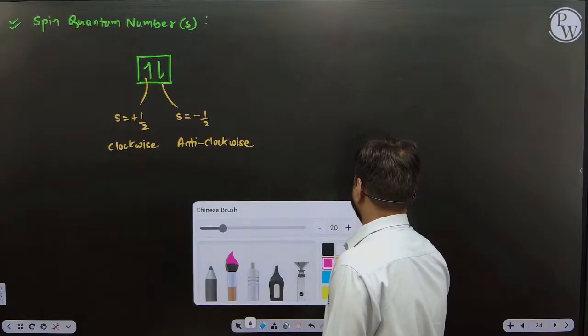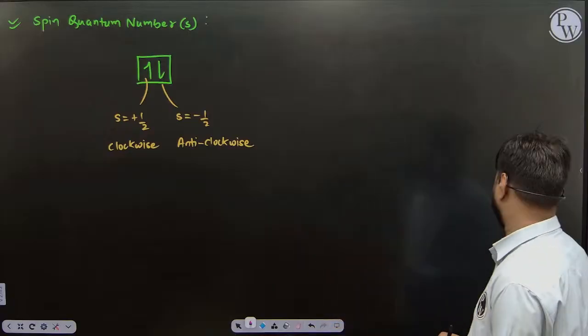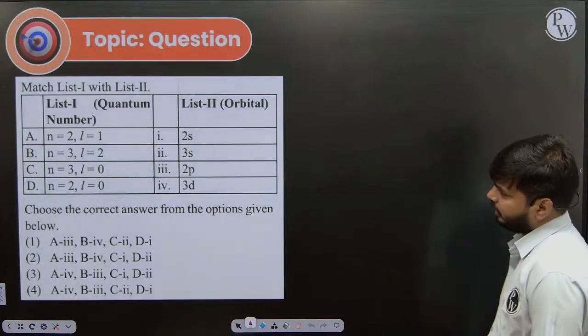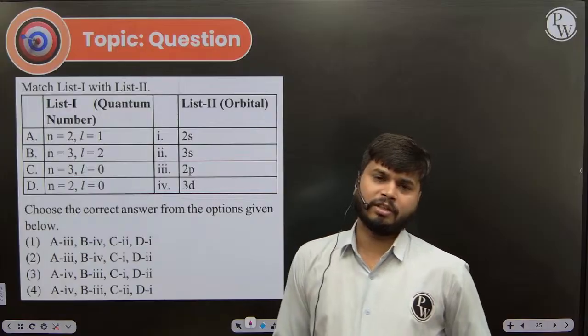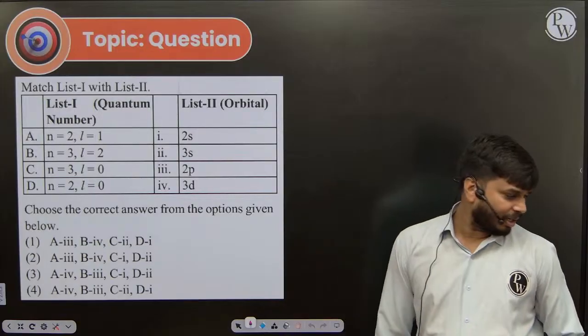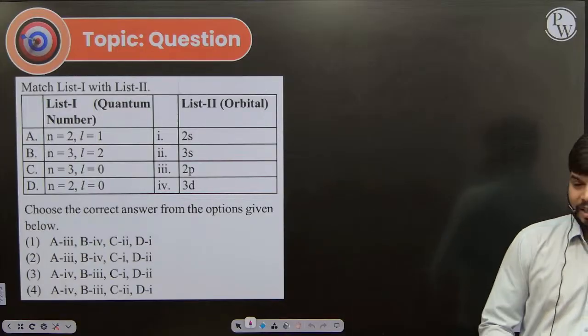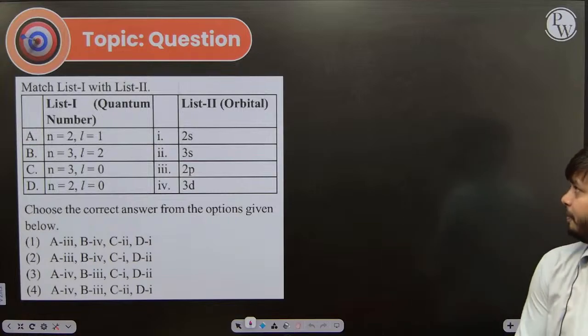ठीक है, चलिए तो let's do some questions on this. ठीक है, so this is the question in front of us. We have given the quantum numbers, we have given the orbital.